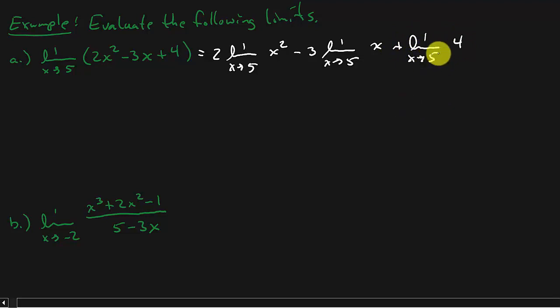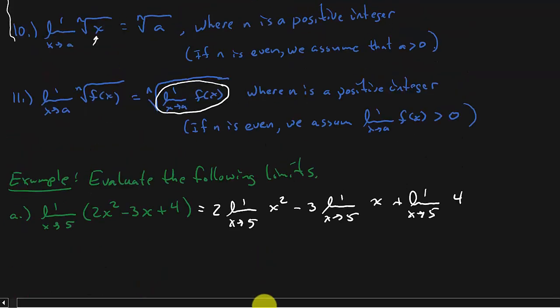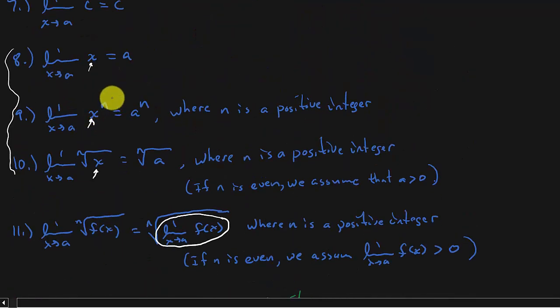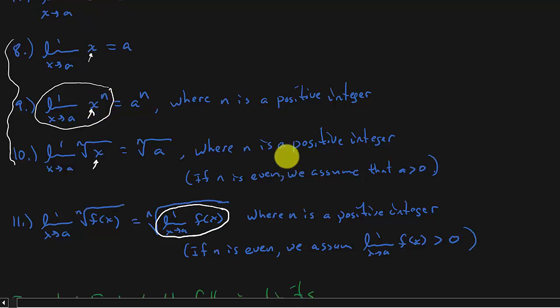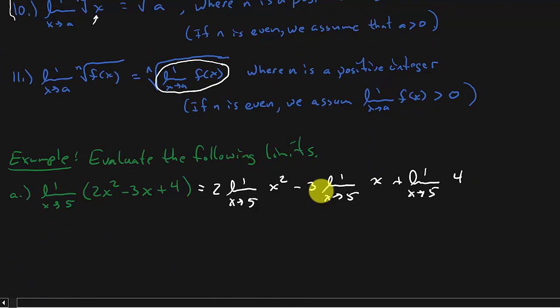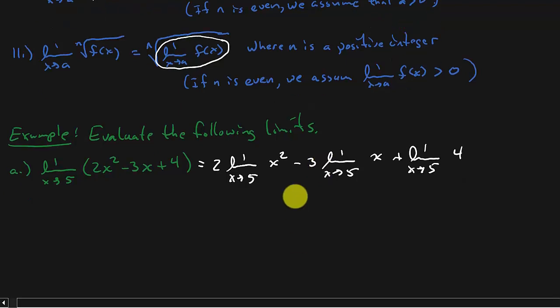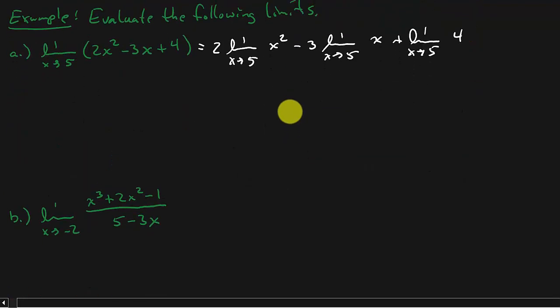All right, and you can see all I did is I used those limit laws. I pulled the constant out. And then this x squared, well, I've got a limit law that says that x to a power. So I just made it look like those limit laws up there.